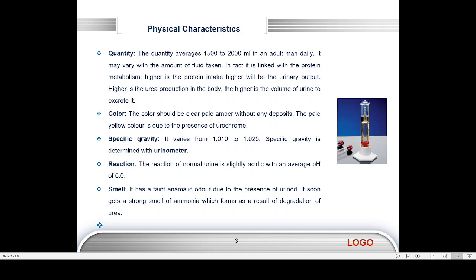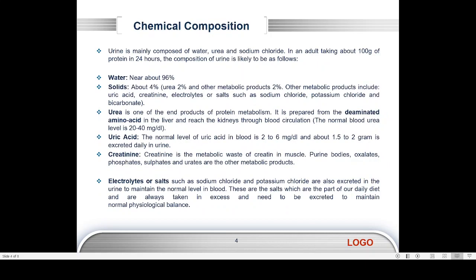It's a quantity, color, specific gravity, reaction, and the smell of the urine. Now, today we will be going into the chemical composition of the urine. Going to the chemical composition, urine is mainly formed of water. Almost 96 to 98% of the urine is water itself.